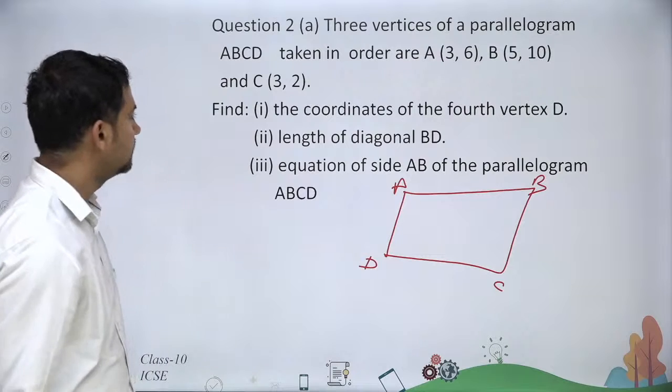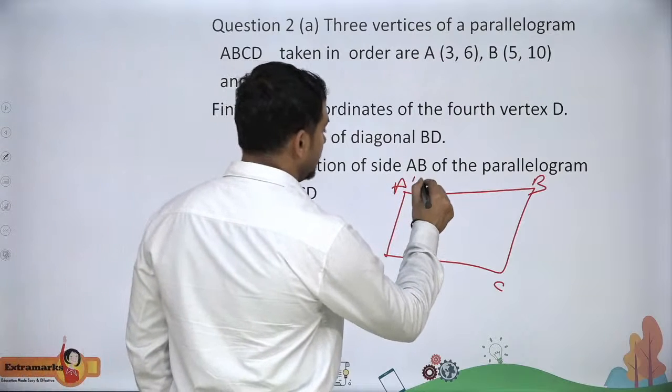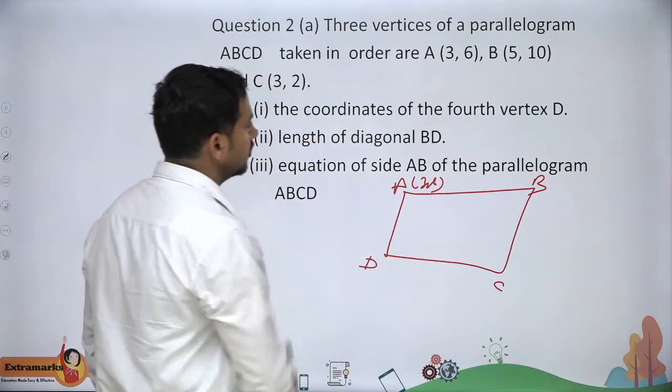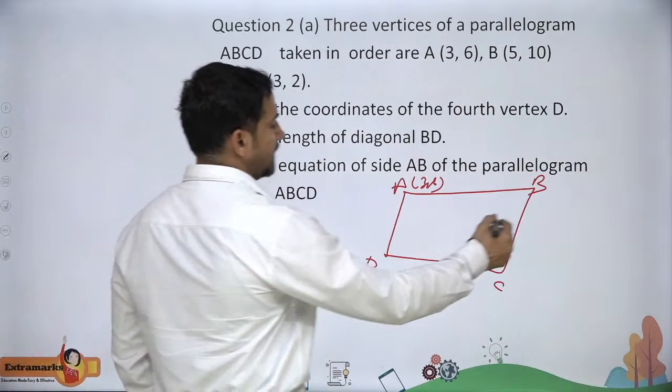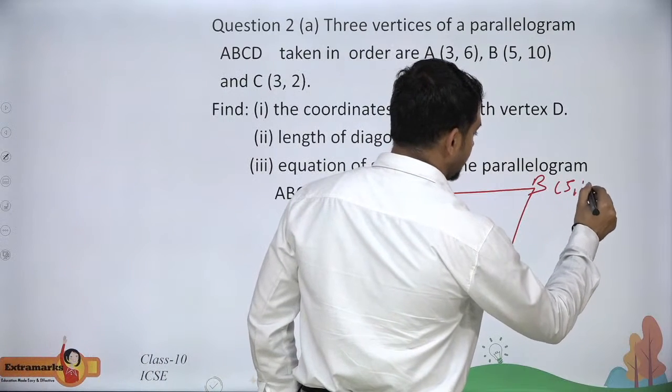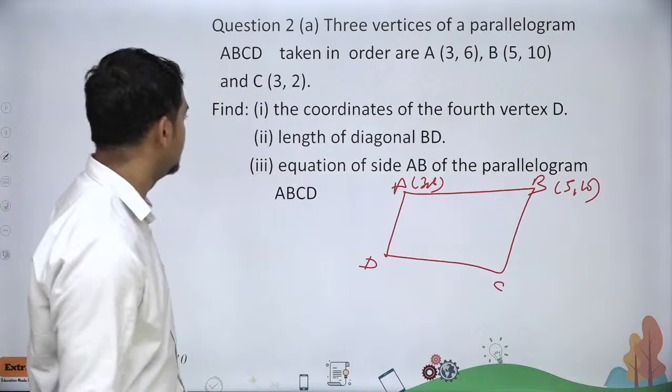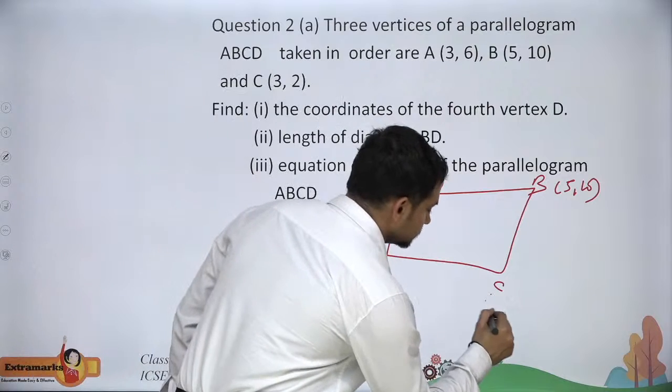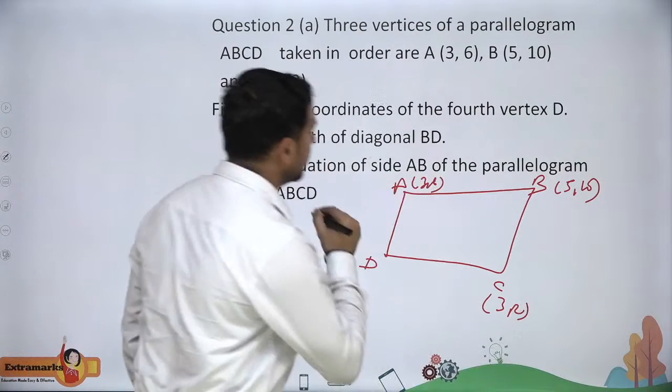ABCD is a parallelogram and A is (3, 6). We know that, and B is (5, 10). It is given that. Now the next one is C is (3, 2). C point is (3, 2). Okay.